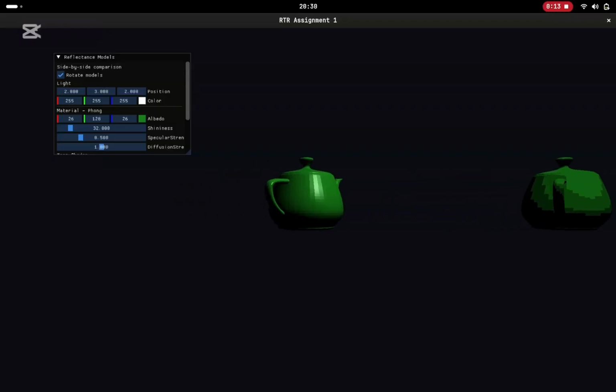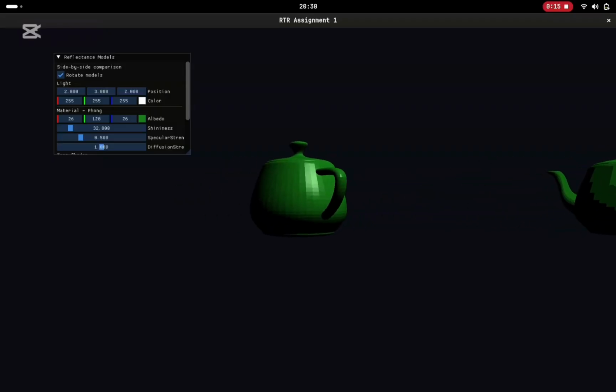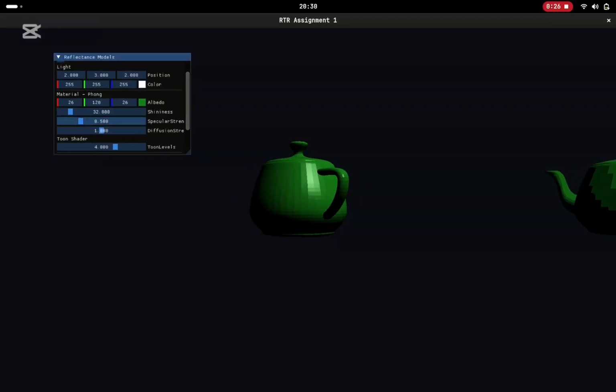And here in Phong, we can see that there are three different parameters in the GUI, which are shininess, specular strength, and diffusion strength. If we change them, we see different results. If we go ahead and decrease diffusion strength, we can see how the diffusion goes away and we can just see the black teapot and there is no green color left.